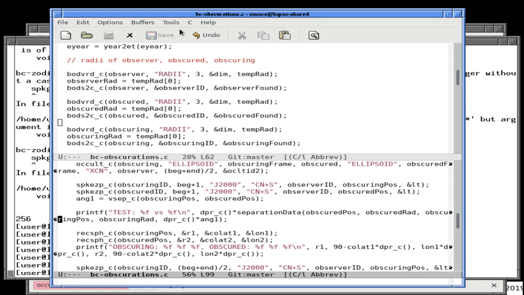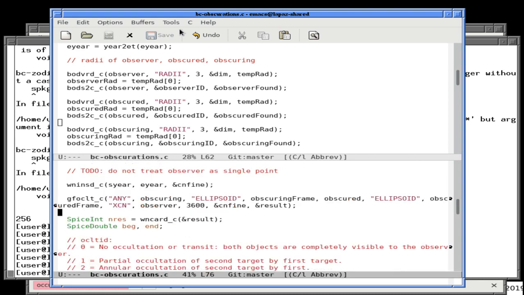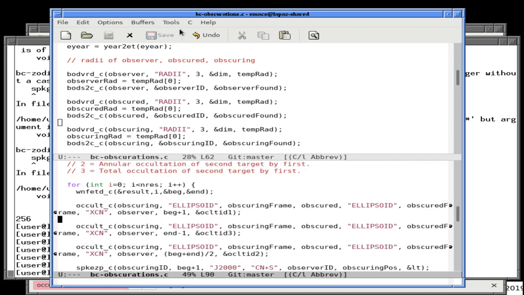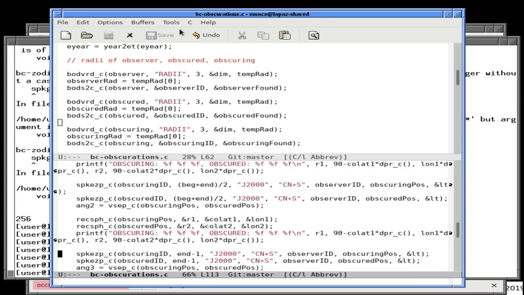And then if that works, we're going to create a separate one of these that doesn't bother to use the GFOCL, geometric finder occult. We'll just do it ourselves by looking at the number that this returns until it becomes zero or minus one. And we'll figure that out. And that's what we want to be doing here. So let's see. I think this is ready to test.